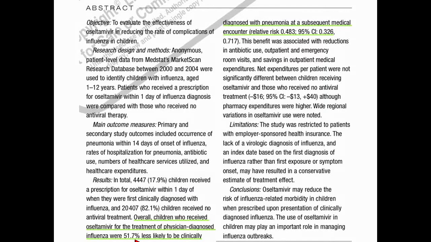What treatment do you have that reduces the risk by 52%? If you are a pediatrician or a family physician and you see this in an abstract, you're going to pick up your pen and start writing Tamiflu for every kid who has influenza. This is an amazing number. Agreed? Let's look at the numbers.